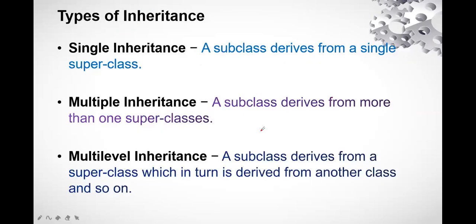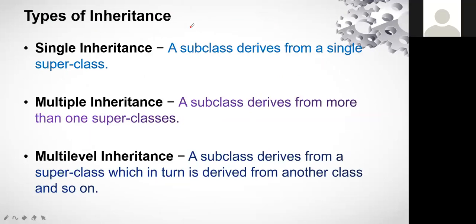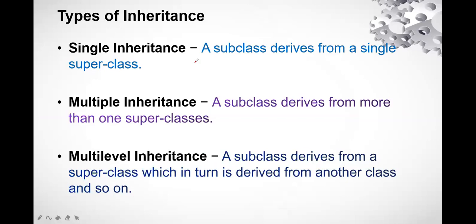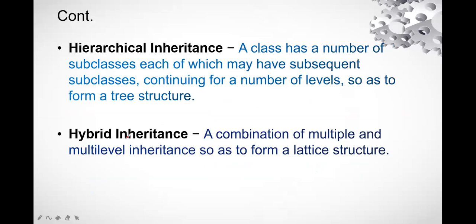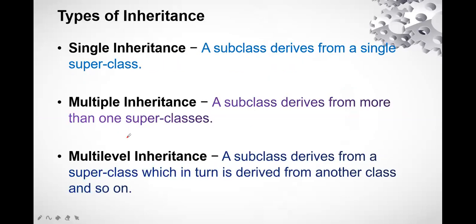Moving further, there are 5 types of inheritance. The first one is single inheritance. Second, we have multiple inheritance. Third, multi-level inheritance. Fourth, we have hierarchical inheritance, and then hybrid inheritance. Now we are going to see what these inheritances are. First, single inheritance. Single inheritance means a subclass derives from a single superclass. We have a subclass which is derived from a single superclass.